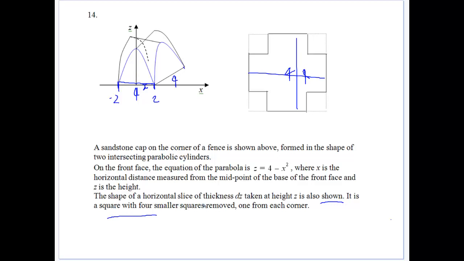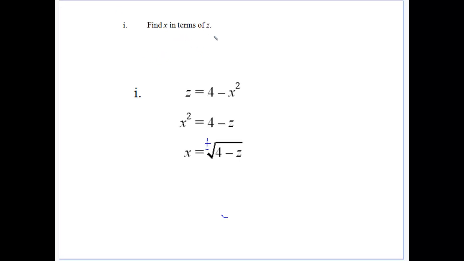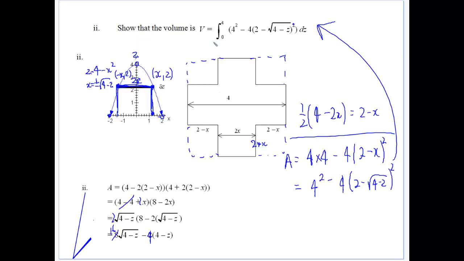Okay, the shape of the horizontal slice is thickness dz. So we're taking out thicknesses of dz there, and that is also shown. So you get this. That's what you take, a slice through any point, and that's what it's going to look like. So we've got, basically, a square with 4 smaller corners removed, and so obviously you're going to get some symmetry there. So find x in terms of z. Well, we can get x as plus or minus the square root of 4 minus z. Then we want to show the volume is equal to this.